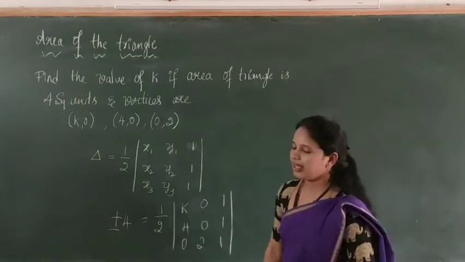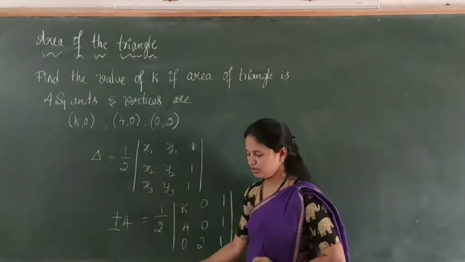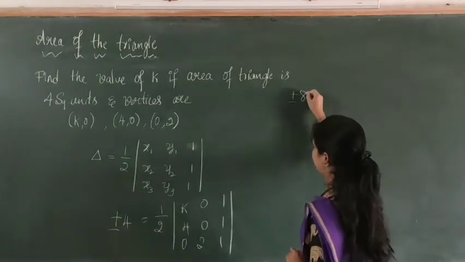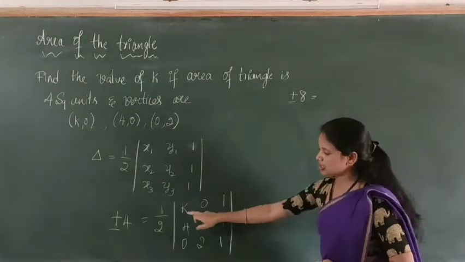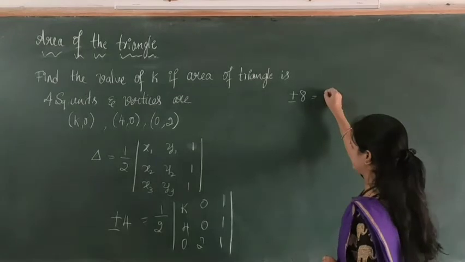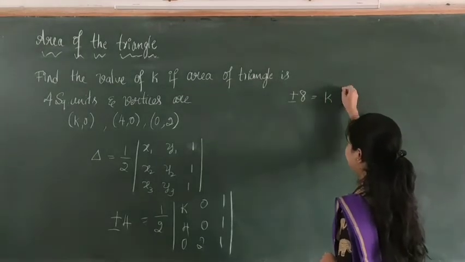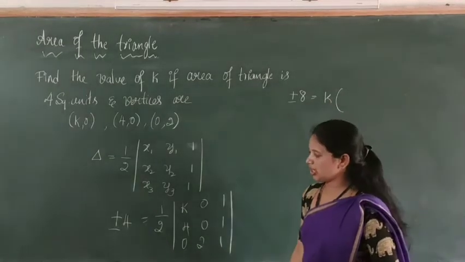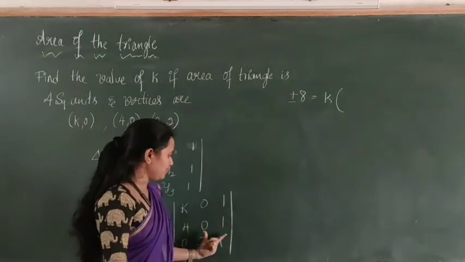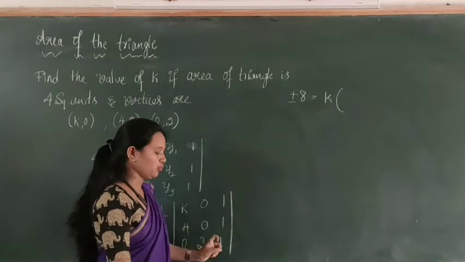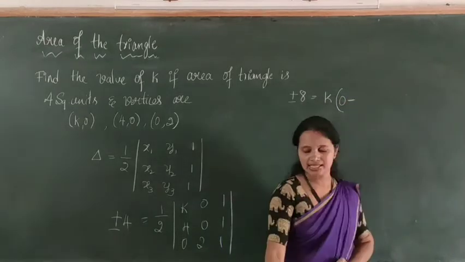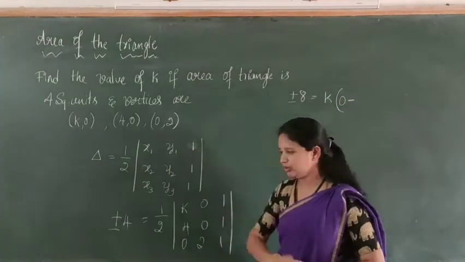Now cross multiply the 2. So 2 4s are 8, so that becomes plus or minus 8. And now expand this determinant along the first row. The first element is k. k is in the first row and first column. Delete the first row and first column elements. The remaining elements are 0, 1, 2, 1. So here 0 into 1, 0, minus 2 into 1, 2.